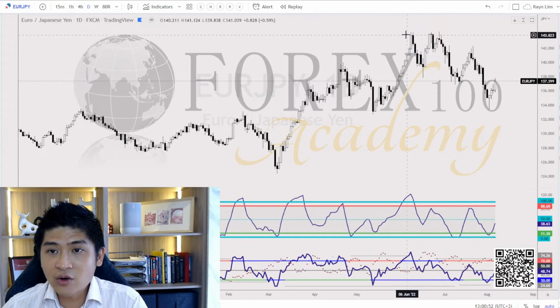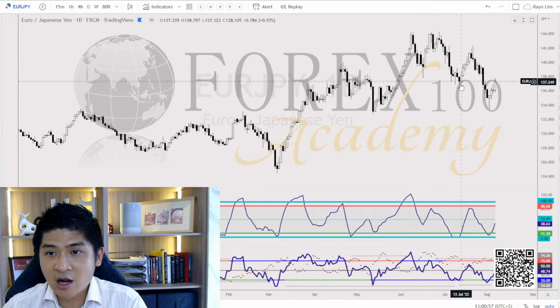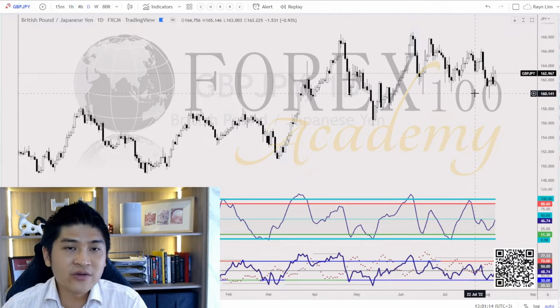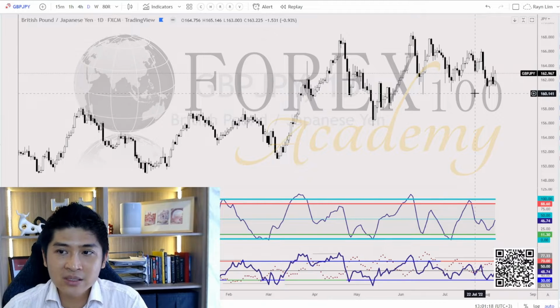What we see over here is the structure looks similar, but you can see that euro yen has a break and close below this support level, for lack of better words. Okay, but you get what I mean. The previous low, all right, that's better. Break and close below the previous low over here, while our pound yen didn't break and close below the previous low. It brings a huge difference in the entire analysis.